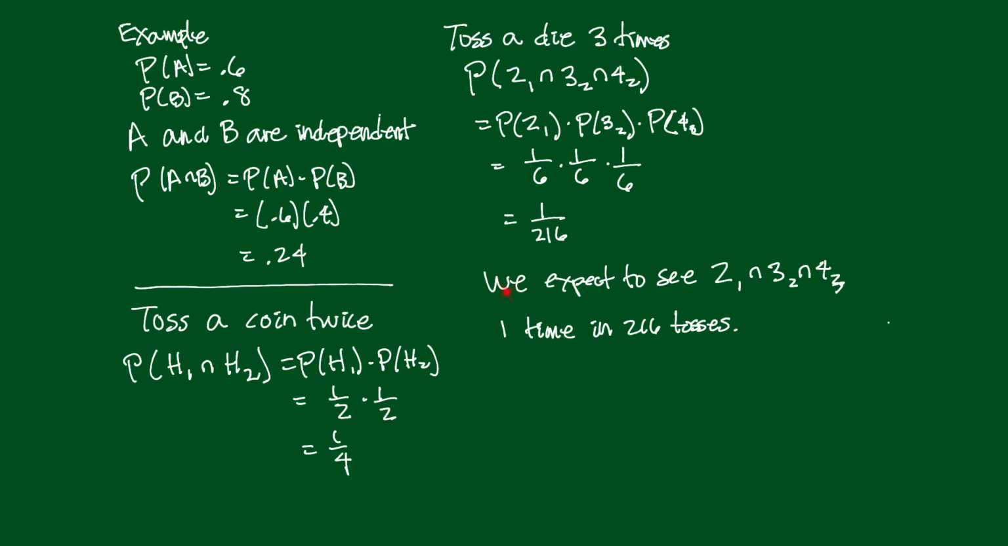We expect to see this event, 2, 3, 4, 1 time in 216 tosses. So you toss a die 3 times. You do that 216 times, right? You toss, toss, toss, 216 times. We expect to see this sequence, 2, 3, 4, 1 time out of those 216 tosses.